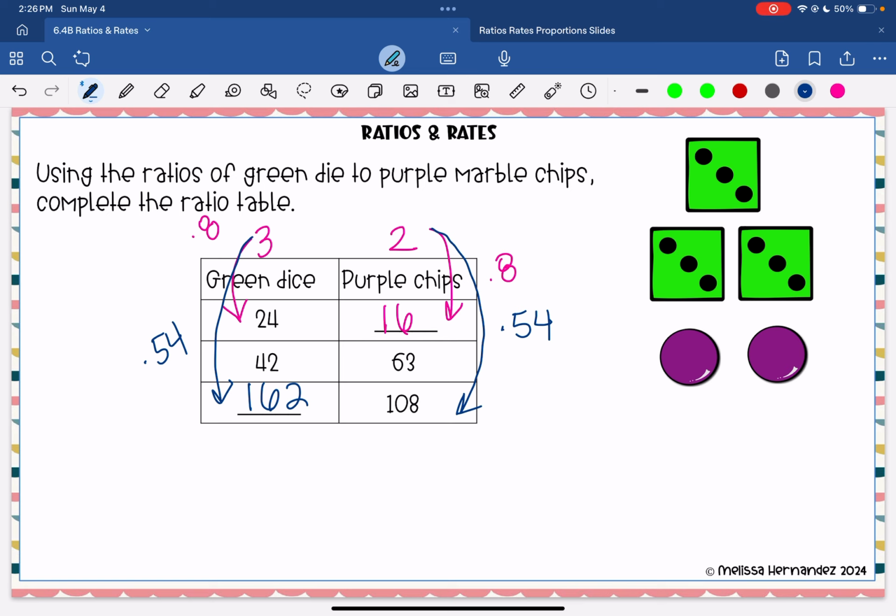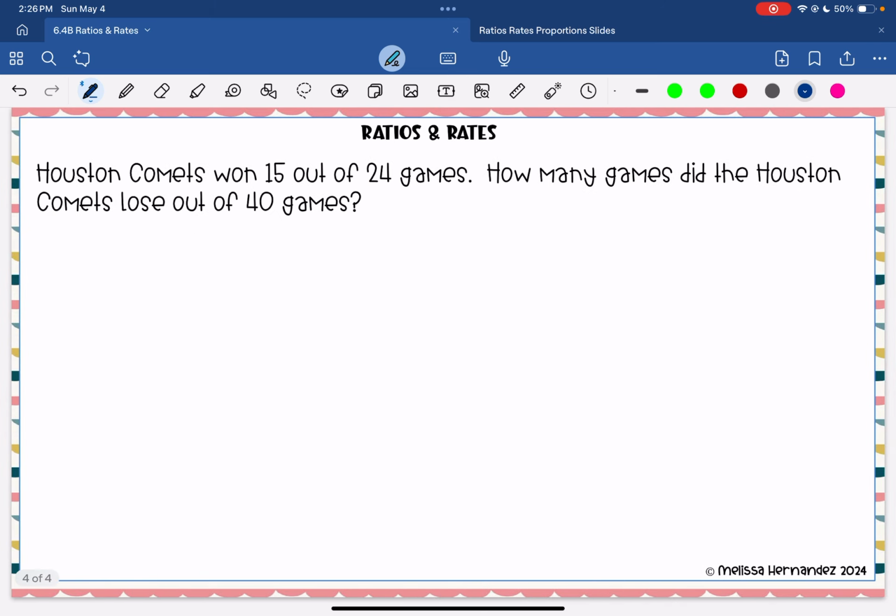So let's do one last problem. I recommend you pause the video, try to at least set it up yourself and solve it, and then come back. All right, it says Houston Comets won 15 out of 24 games. So 15 is your part, 24 is your total. How many games did the Houston Comets lose out of 40?